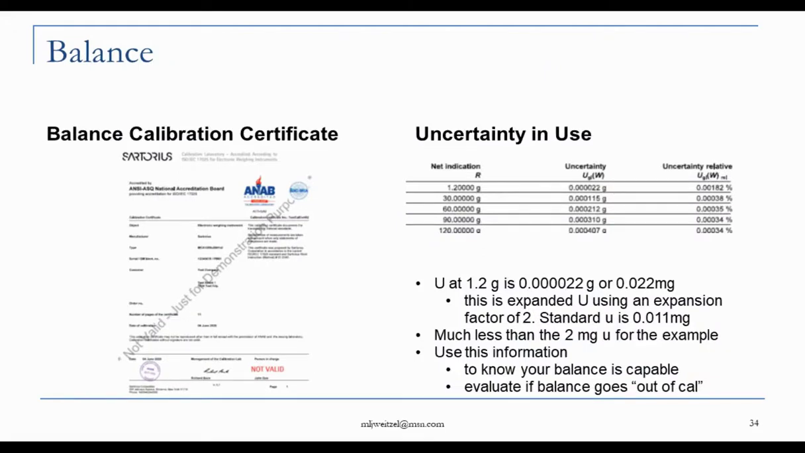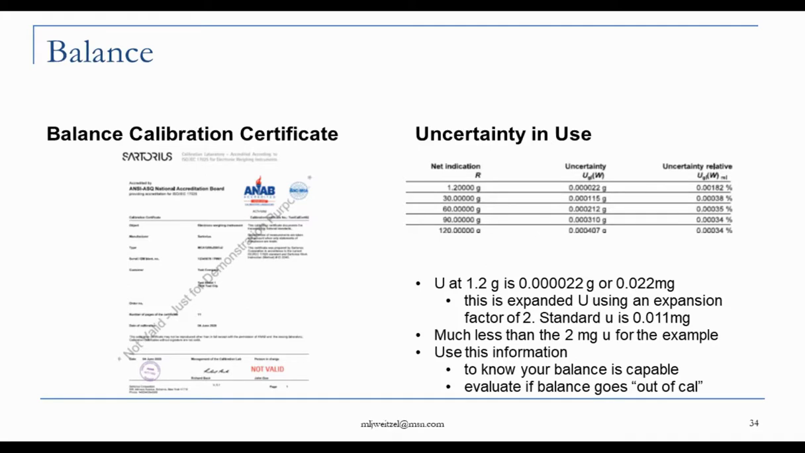Also, if you look at your balance and your calibration certificate, and Sartorius very kindly provided this one so we can look at it, and you look under uncertainty in use, on the certificate it gives you the uncertainty from the balance itself. So the first line is 1.2 grams. We're weighing 1 gram. So its uncertainty is 0.000022 grams or 0.022 milligrams. Now this is an expanded uncertainty. We'll see that next slide, using a K of 2. So the actual standard uncertainty is 0.01.